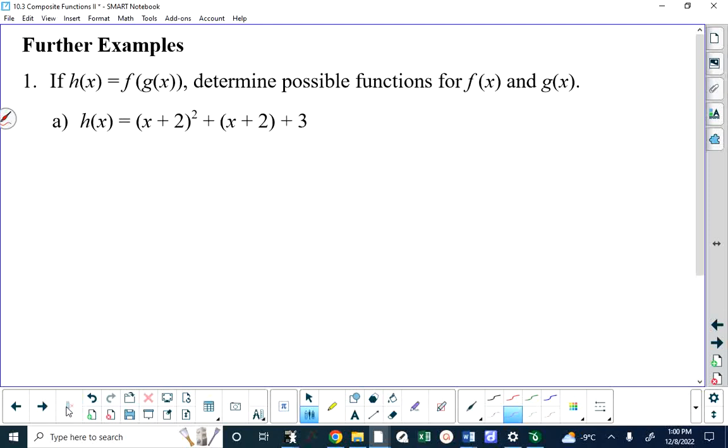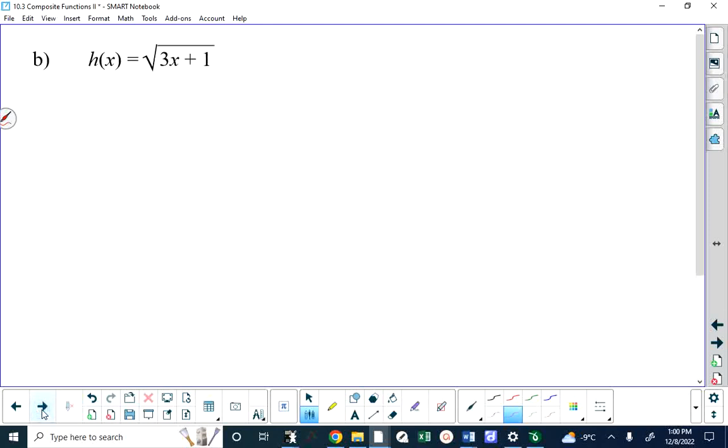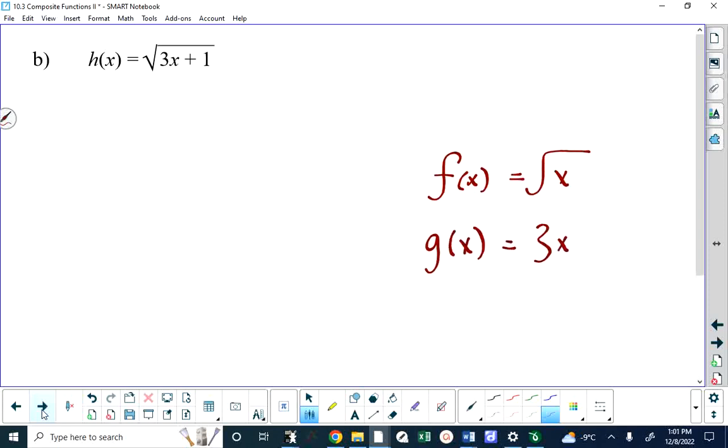So you have to come up with two functions where if you put one of the functions in for x in the other function, you'll get that. For example, with this one, I can very easily just say that f of x is the square root of x, and g of x is 3x plus 1. Because then f of g of x means I put 3x plus 1 in for x in the square root of x, and I get the result.